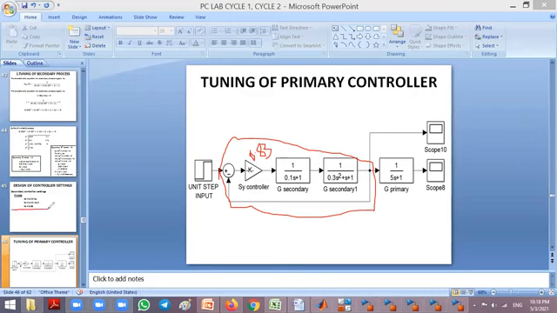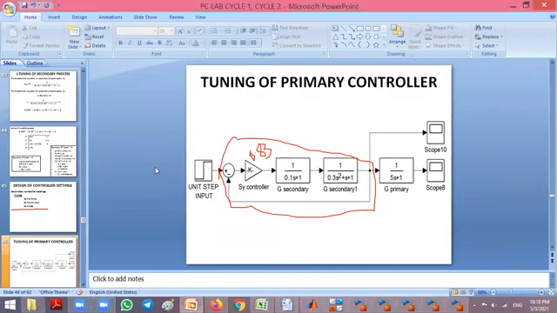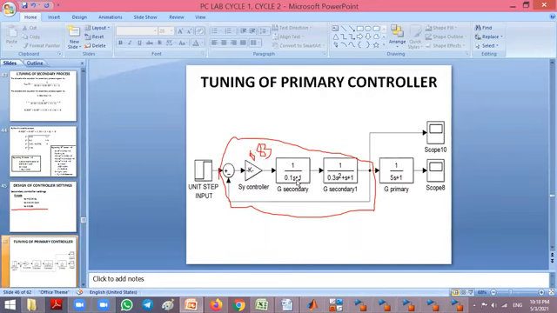That value, 6.83, I'm putting. You can see in the previous one, here we have got 6.83. So that one is implemented. So the secondary is in closed loop. Now I am adding the output of the secondary. I am not giving it directly to the scope. It is getting connected to the primary, and the primary output is given to the scope.